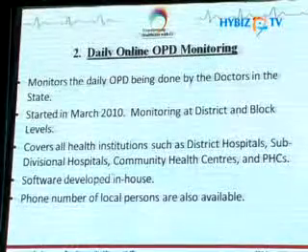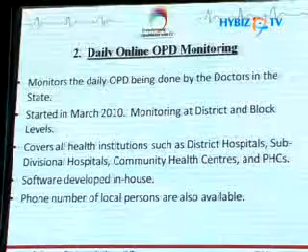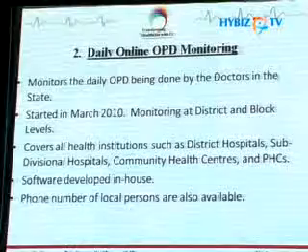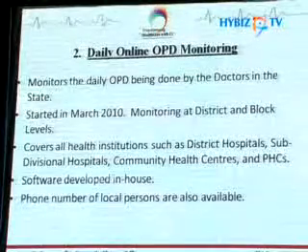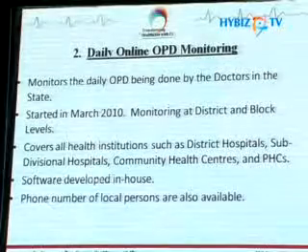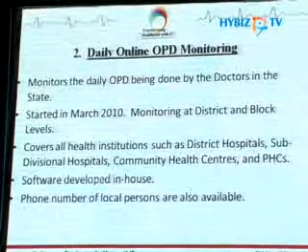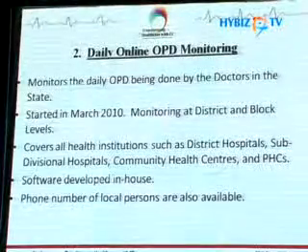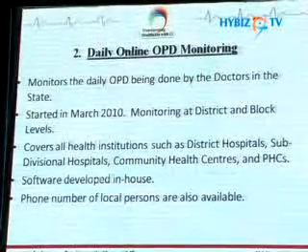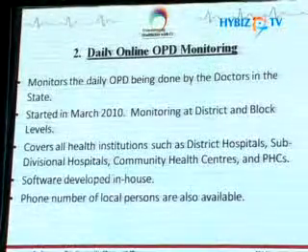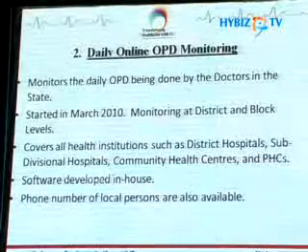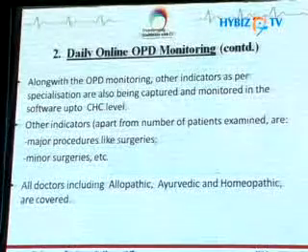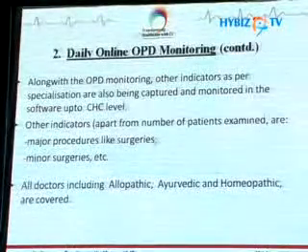We are also doing daily online OPD monitoring. Because the number of hospitals in the government sector is so large, it goes all the way down from your district hospitals, subdivision level hospitals, then even up to your community health centers, and then further down to the PHCs, which are the primary health centers. So the moment we have a monitoring system in place, which we have developed, we are able to see how many hospitals are actually functioning, how many people have come, how many patients have received treatment, and also about the presence of the doctors in the field.